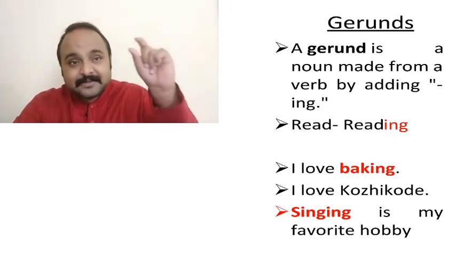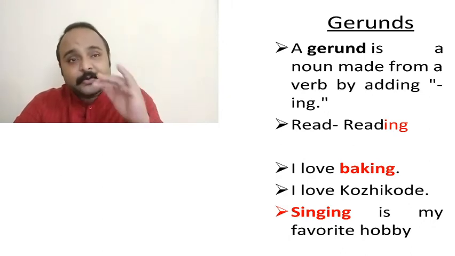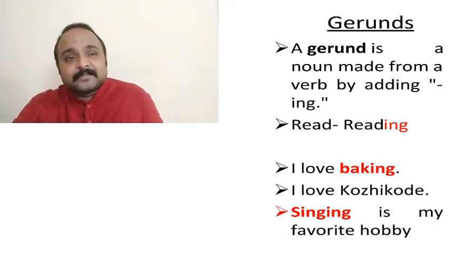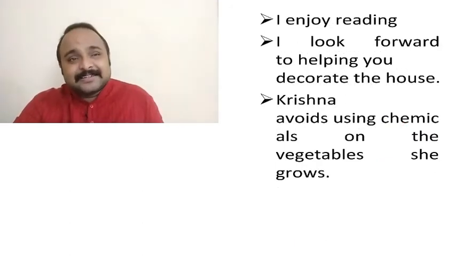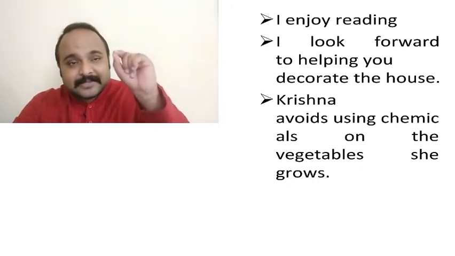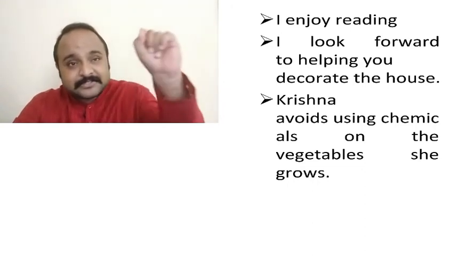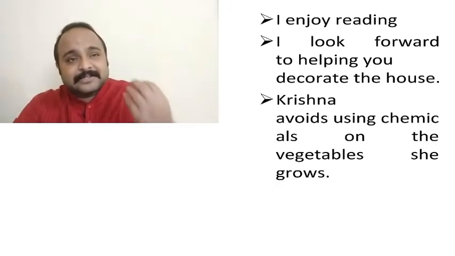Is is the finite verb. My is a pronoun. What is favorite? Favorite is an adjective because it describes hobby. Hobby is a noun. Let us look at another example. John loves dancing. Loves is the finite verb. It gives information about the subject, and also that it's in the present tense. Dancing is the gerund here.